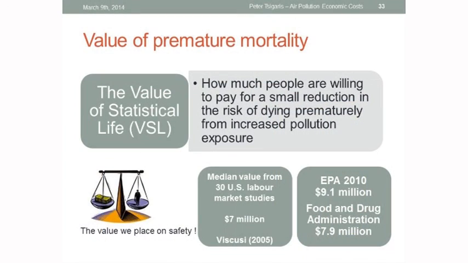The median value from 30 US labor market studies is 7 million. This is by a Harvard guy, Viscusi, in 2005, a paper he wrote on the value of safety, or the value of life. The EPA estimates 9.1 million. EPA is the Environmental Protection Agency. And the Food and Drug Administration in the US, 7.9 million per life saved. Okay? If you want to think about it this way.